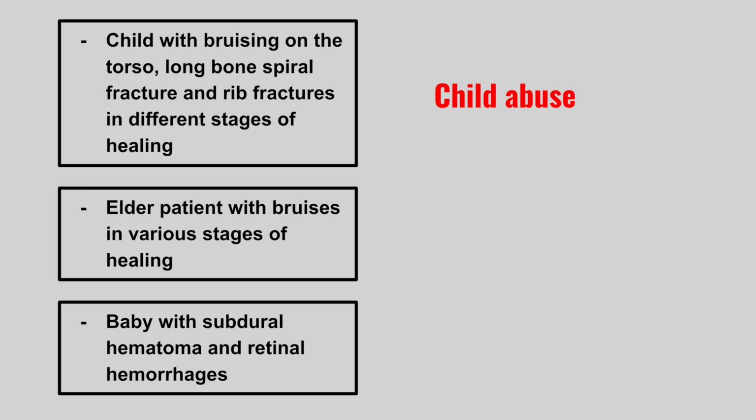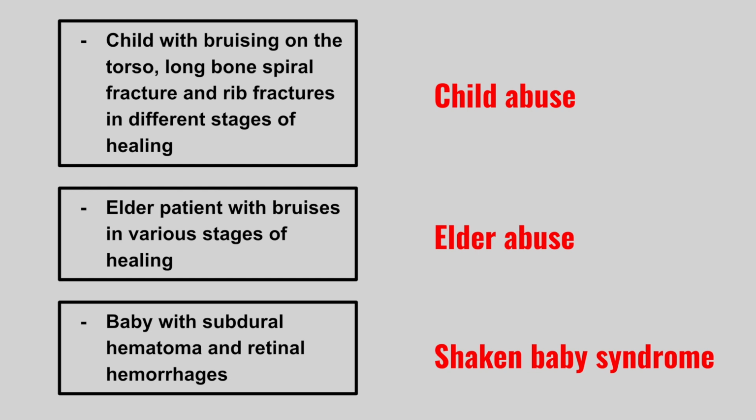The next patient's an elder patient with bruises in various stages of healing. This is elder abuse. Next, we have a baby with subdural hematoma and retinal hemorrhages. This is shaken baby syndrome, which is a form of child abuse.